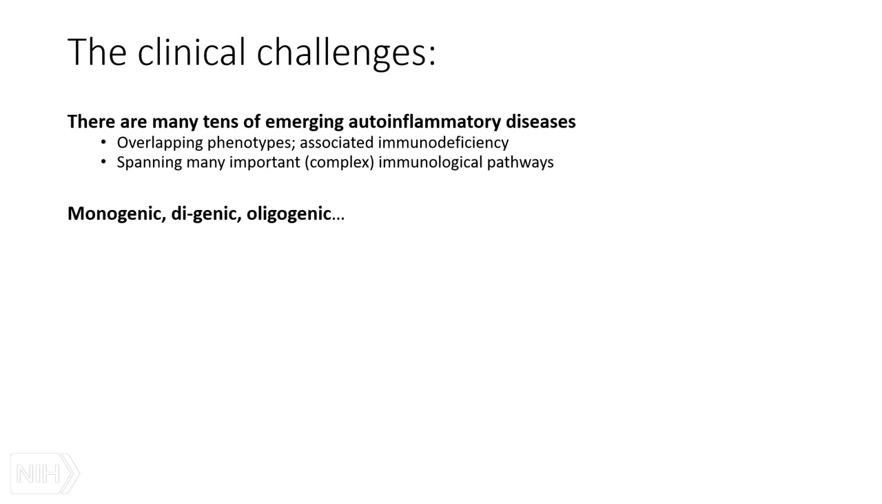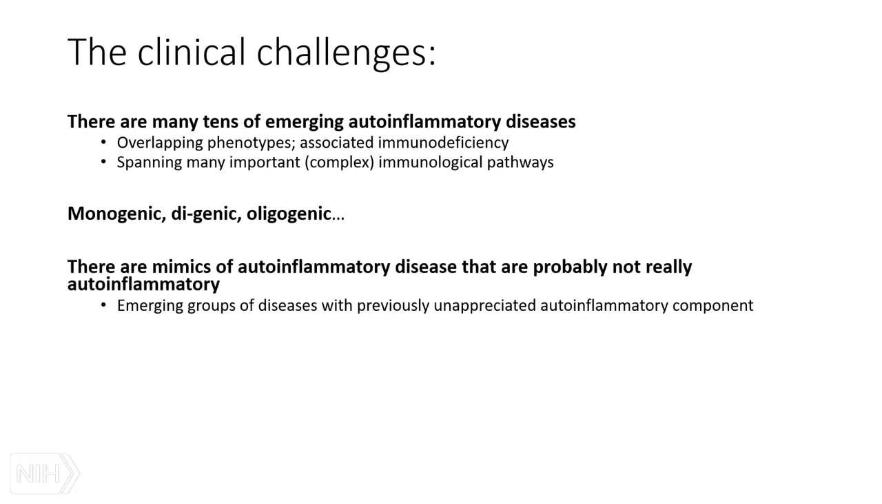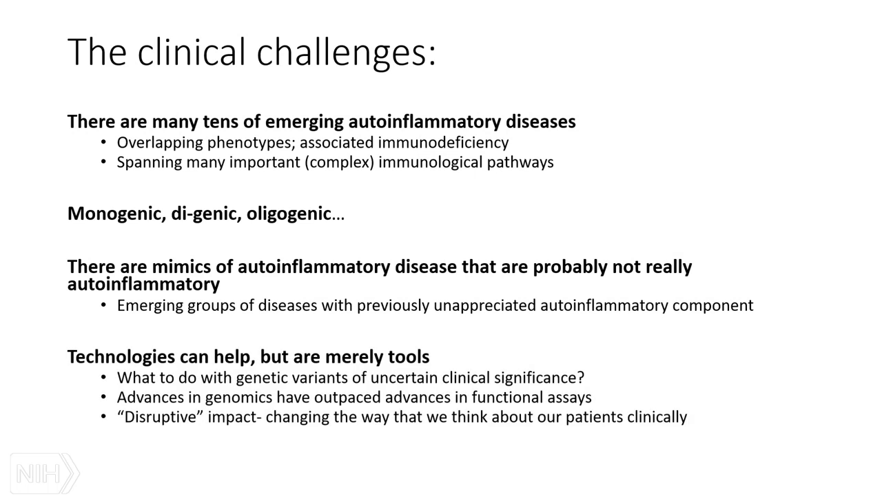They may be monogenic, digenic, oligogenic, complex, and there are mimics. There are things out there waiting to trip you up. Fabry disease presenting with cerebral vasculitis that looks like Behçet's, for instance. So other groups of disease, including metabolic storage diseases with a previously unappreciated autoinflammatory component. All of these technologies that you're going to be hearing about at this meeting can definitely help, but they're mainly tools. So you as clinicians are not out of a job, because at the end of every pipeline is a human being to interpret and synthesize all of this and make the best for your patient.